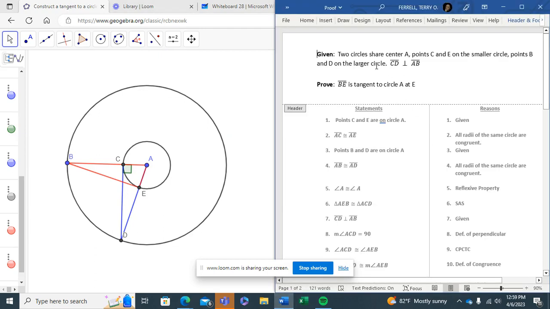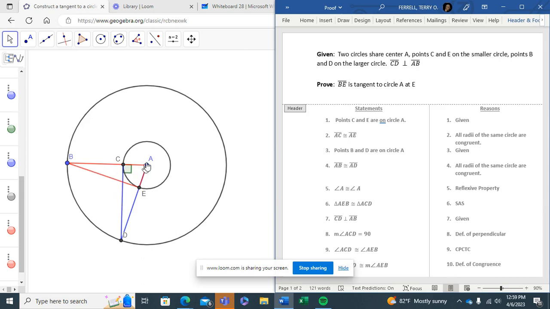And it says two circles share center A. So we got a small circle, big circle. Points C and E are on the small circle, and points B and D are on the larger circle. Okay. CD is perpendicular to AB. CD is this segment, is perpendicular to AB.